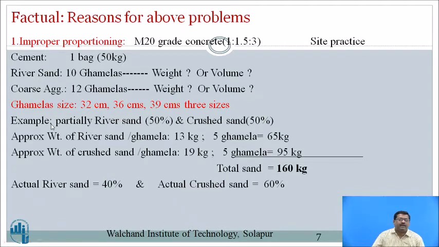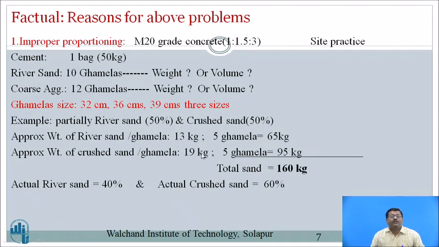Now, let us take the example. Let us see that 50% river sand is taken, 50% crushed sand is taken. Now, let us quantify it. The approximate weight of river sand with respect to the gamela: if one gamela is taken and measured, it weighs 13 kg. 50% of the quantity is 5 gamelas, so 65 kg is the quantity by weight. Now the approximate weight of crushed sand.